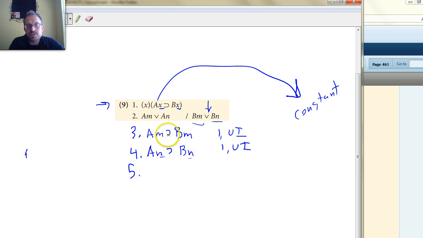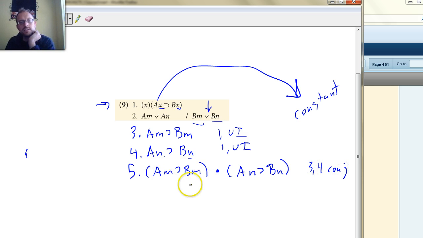Now that I've got these together, it looks like I should conjoin them, right? So let's see, which way should I conjoin them? I should start with this one, line 3. So I'm going to get AM, then BM, and AN, then BN, right? And that's lines 3 and 4, conjunction.